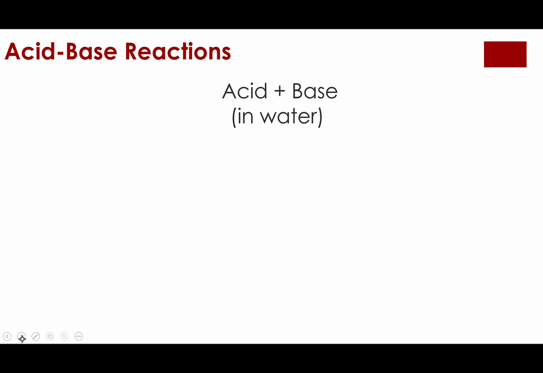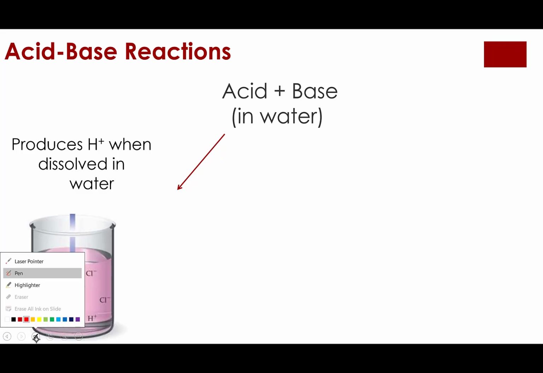So what happens when I put an acid into water? What happens when I put a base into water? When I put an acid into water, it's going to be known for producing hydrogen ions. Just like we talked about, ionic compounds dissociate. When we put them into water, they break apart into their ions. Well, acids are going to do the same thing, and one of the ions that they're going to produce is that hydrogen ion.